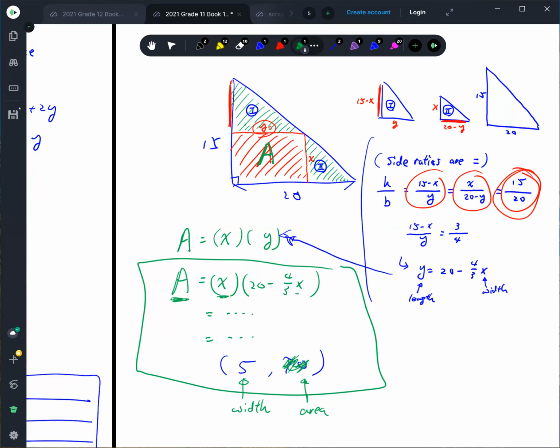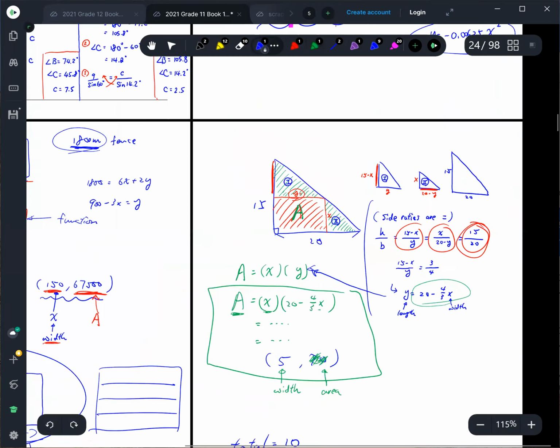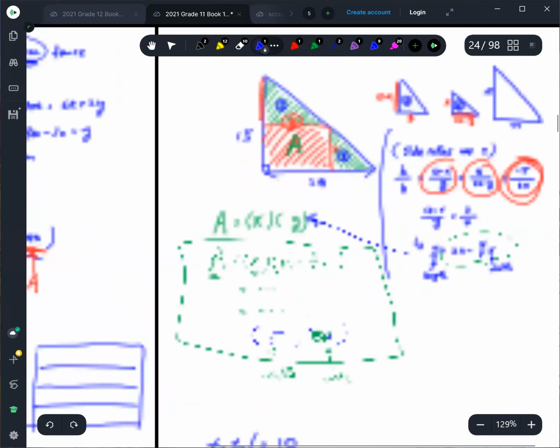If you didn't get the 70, then just use the equation. Which equation? 20 minus 4 divided by 3x. Yeah, so you get that right over here, and then you can also find the length. So you make sure it matches your area too, right? Yeah, that's what you do for this one.